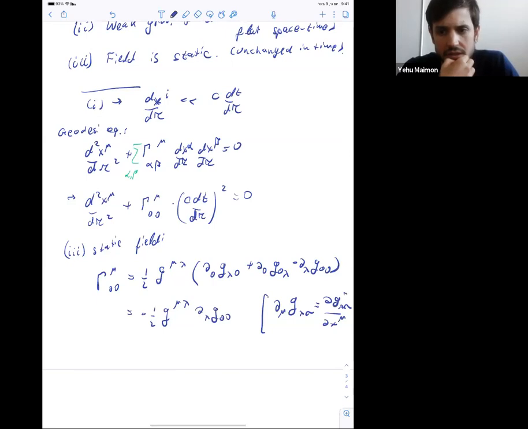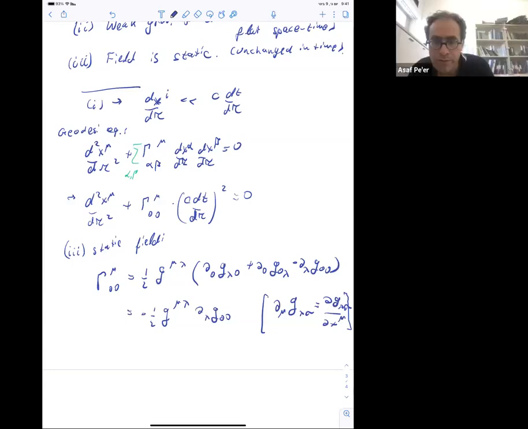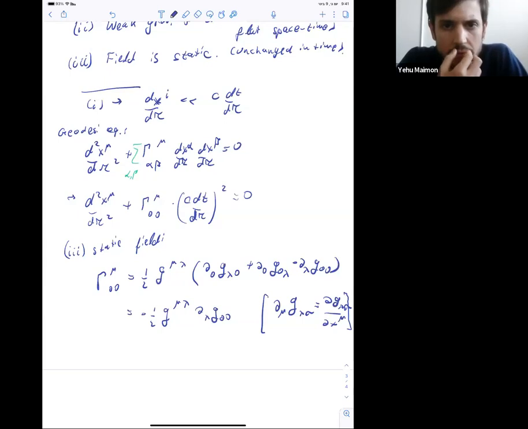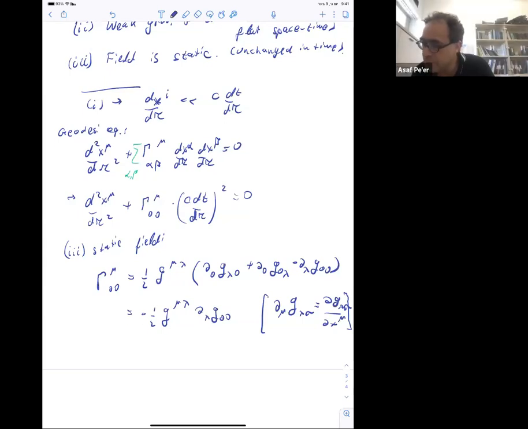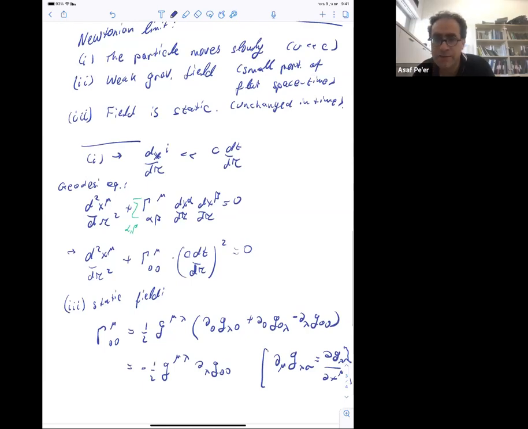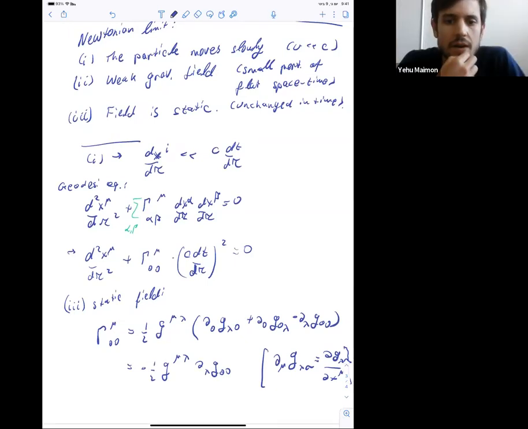Yes? Why did you use dt/dτ? Why did I use what? dt/dτ. Because the zeroth component of the 4-vector is just c dt, right? x^0 is just c times t. Oh, okay.